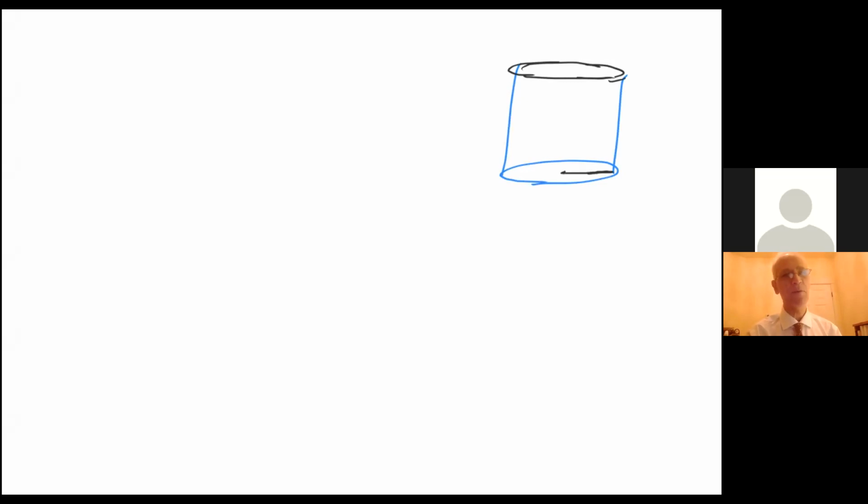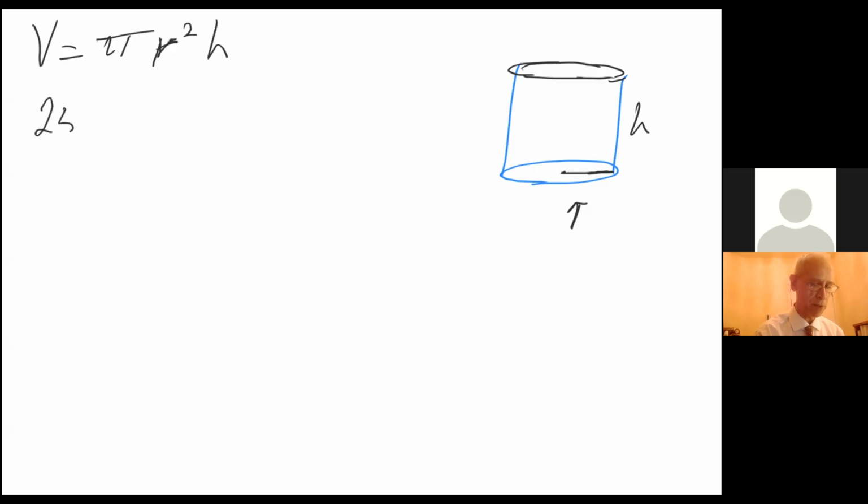What is the volume of this cylinder? The volume of this cylinder is the area of the base, in this case the circle, which is pi r squared, times the height of our cylinder. And it is given to us that the volume is 250 cubic centimeters. So 250 equals pi r squared h.